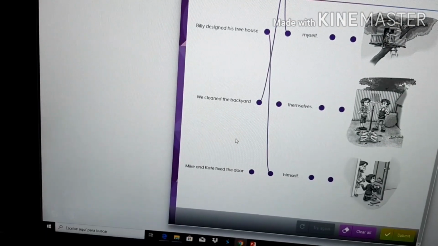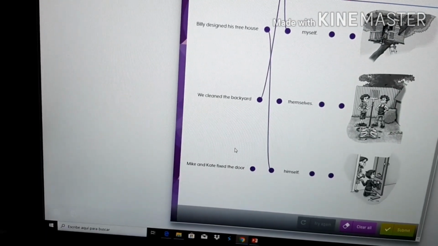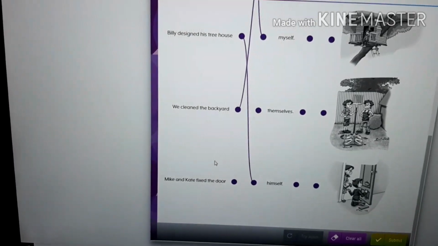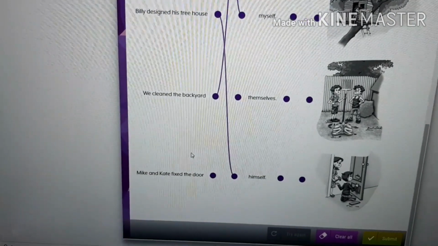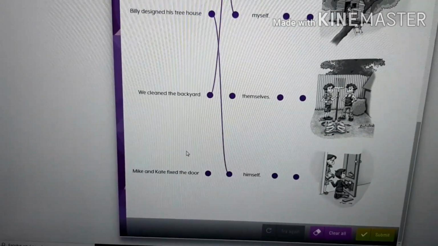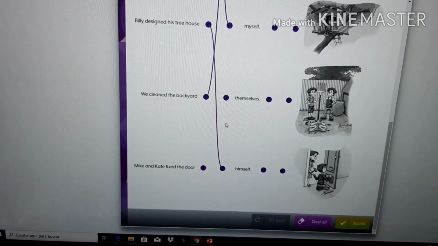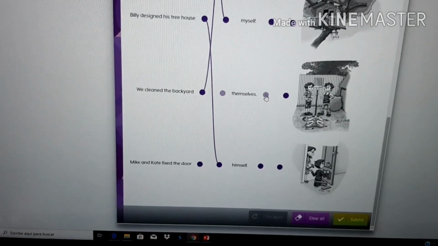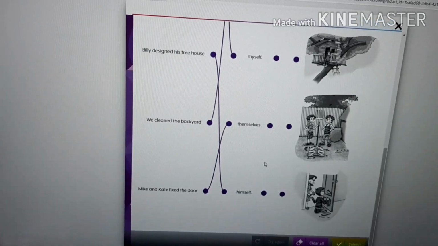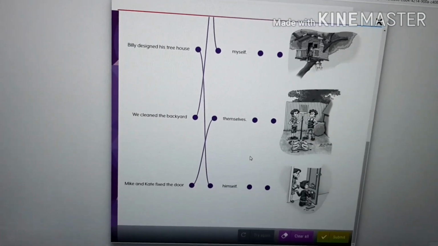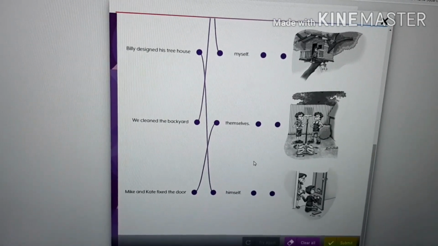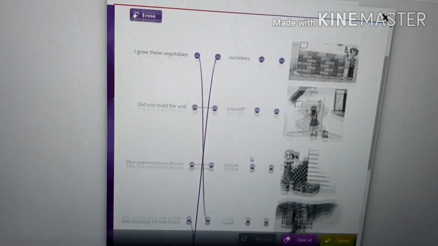And the last one, Mike and Kate fix the door. What is the subject here? The subject is Mike and Kate. They, okay? And the answer is themselves. And here we have the exercise related with reflexive pronouns. I'm going to give you time so you can take notes. Me voy a dar tiempito para que tomen nota.